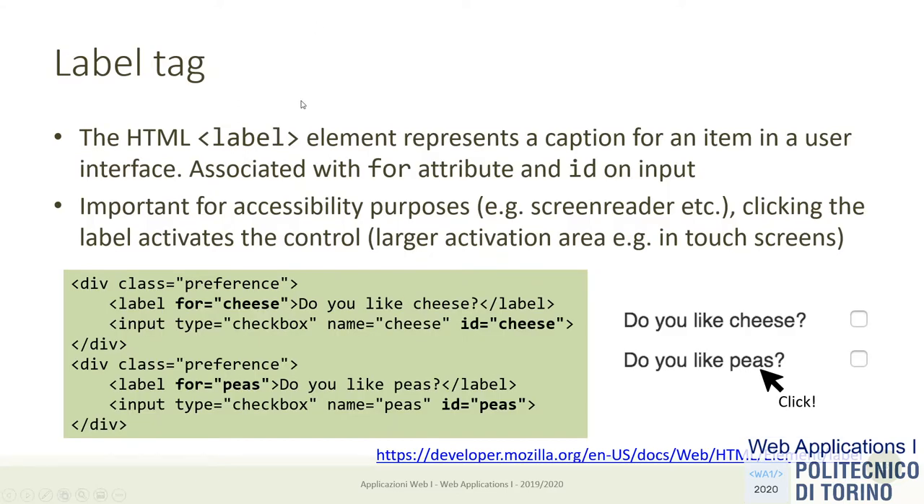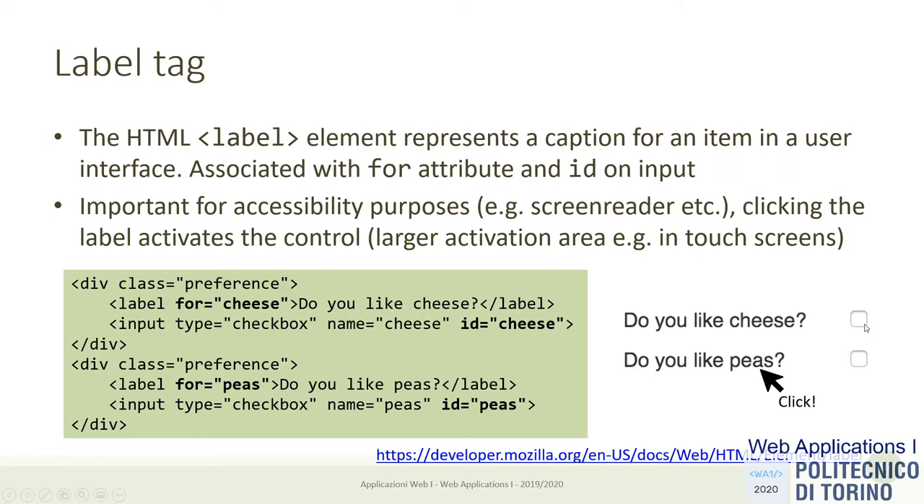There's another tag which is not really a control, but it helps building the form and making it more interactive, easy to interact with. It's called label. The label is a normal piece of HTML, maybe a text, maybe an image, usually it's a text, and it relates to a given element.